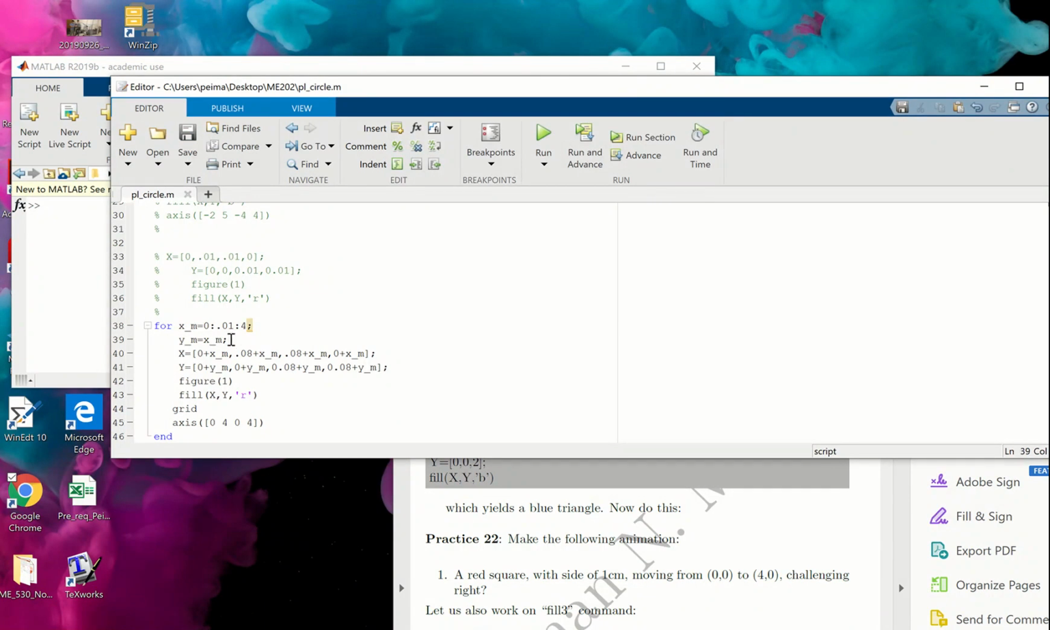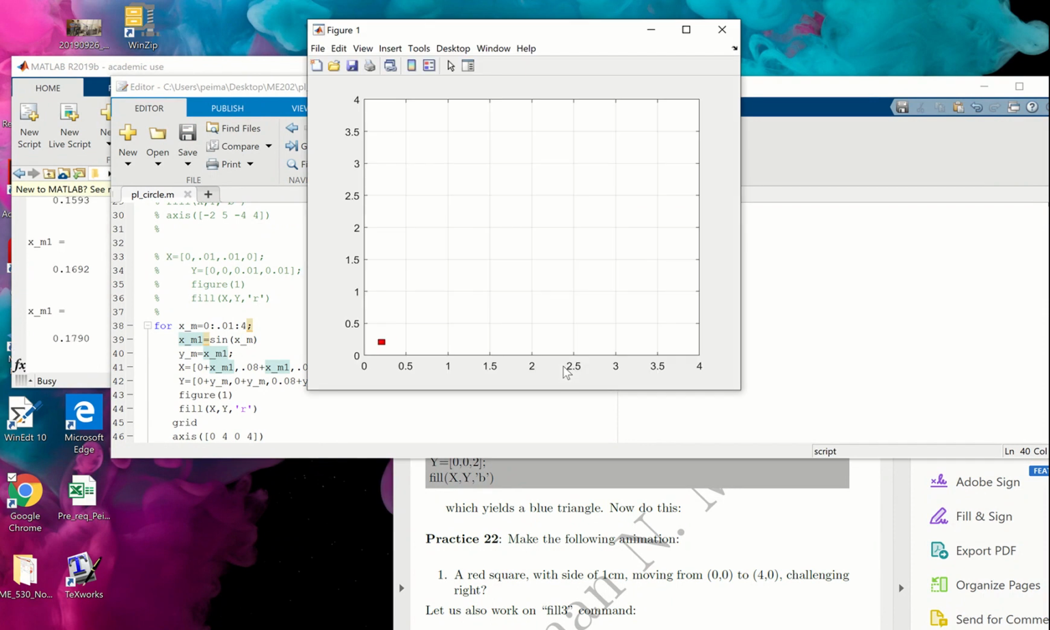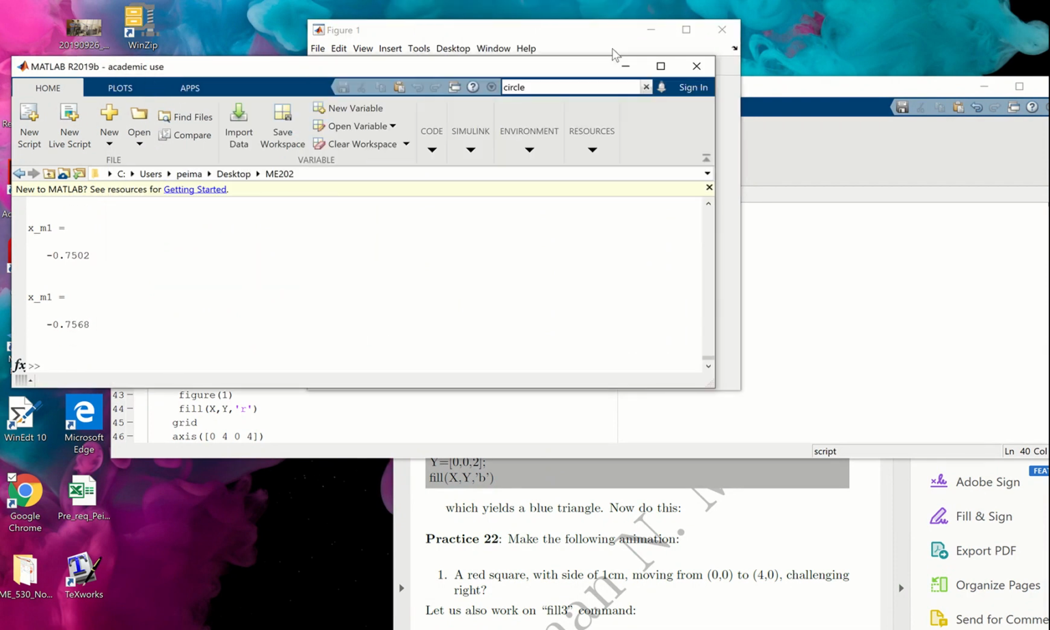You're going to say how? You say if x of m is this, okay? So I'm going to have x of m1 is sine of x of m. That's right. And now, let me see what I see here, guys. Oh, it's going and backing because it's a sine. Look at here, guys. Let me stop it for you.